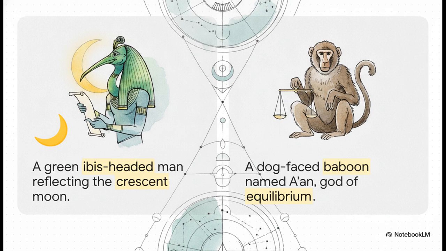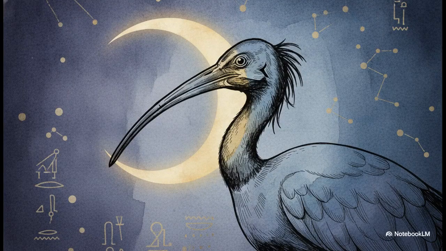Now, these weren't just random animal pairings. They were highly practical metaphors representing the total precision of lunar cycles and cosmic balance. To understand exactly why they chose these forms, we have to look at his original Egyptian name. He was called Djehuti, which roughly translates to "he who is like the ibis."